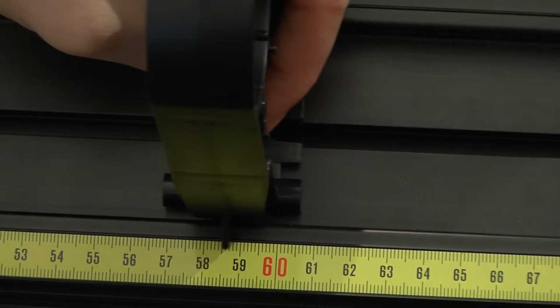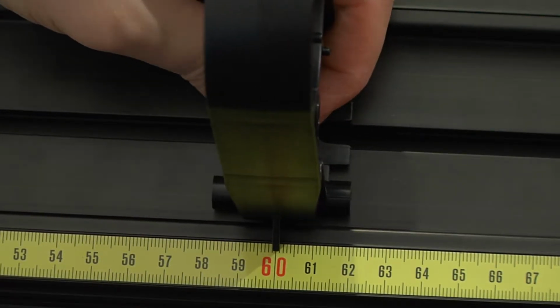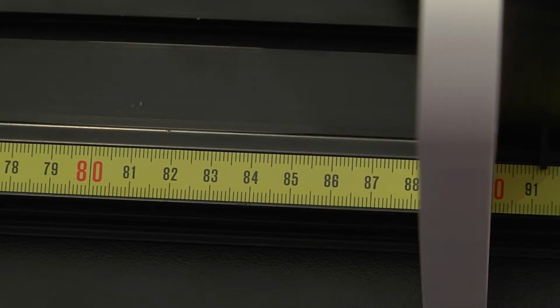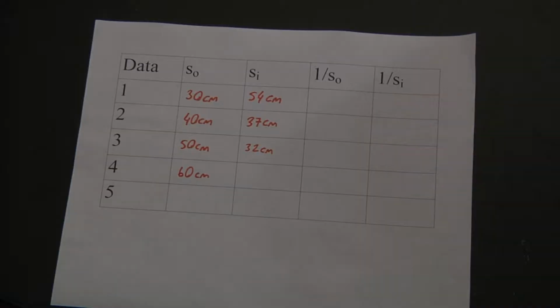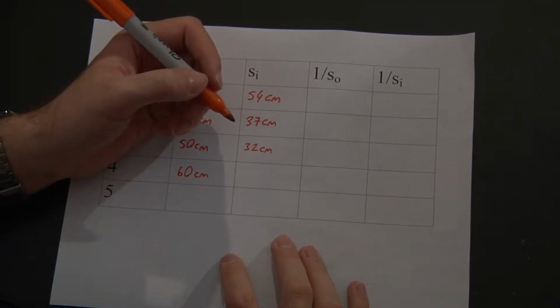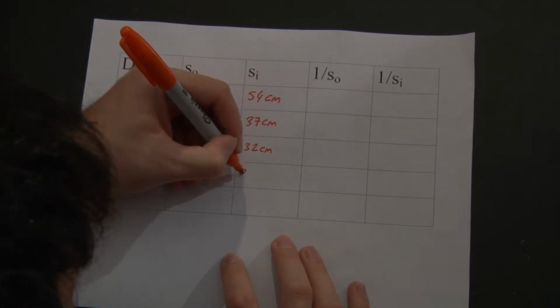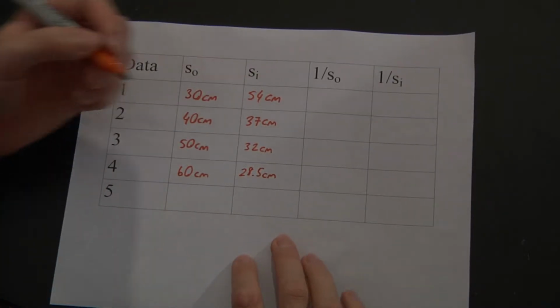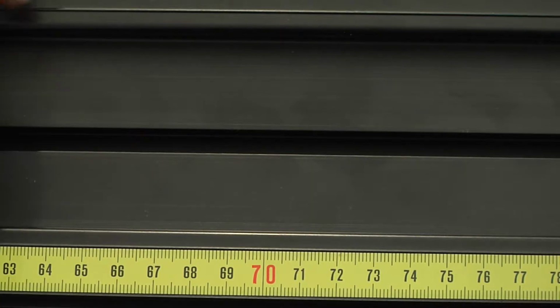And the object is at 60 centimeters. The image is at 88.5 centimeters. So once we get the difference, this is going to be 88.5 minus 60. That is 28.5 centimeters.